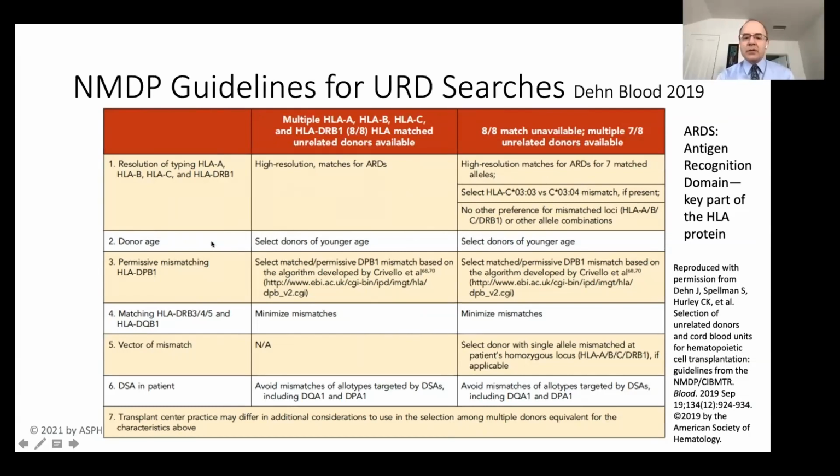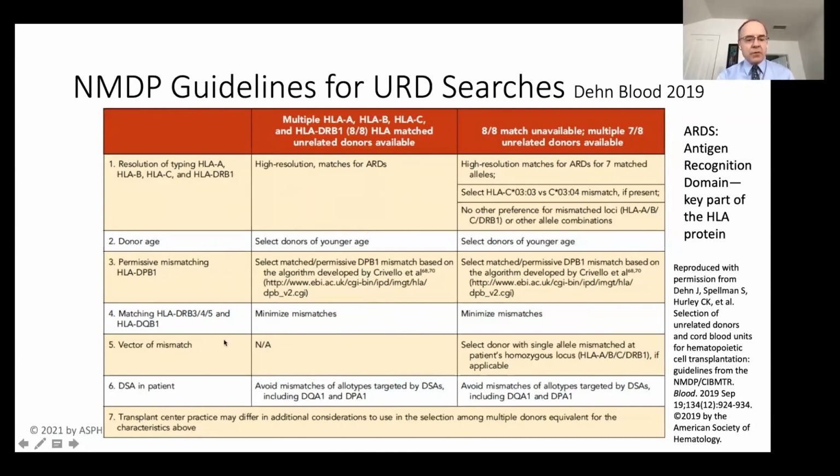But next, the real key thing to look at is donor age. Younger donors are better. This is over and over again shown to be the most important thing in outcome. So what we do when we try to find the best donor is, if you have a donor who's 22 and a donor who's 42, and otherwise they look the same, you're going to take that younger donor.